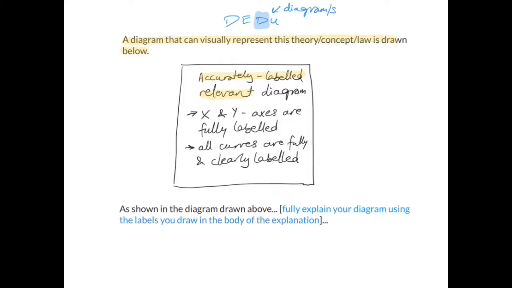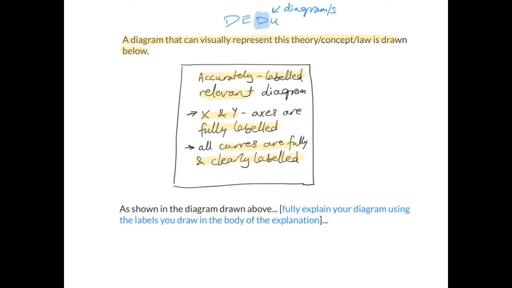Make sure if you have X and Y axes that they are fully labeled. So if you're drawing a demand and supply diagram, your Y-axis would be labeled price in dollars or whatever currency you're choosing. Your X-axis would be labeled quantity in units. Make sure that all your curves are fully and clearly labeled.